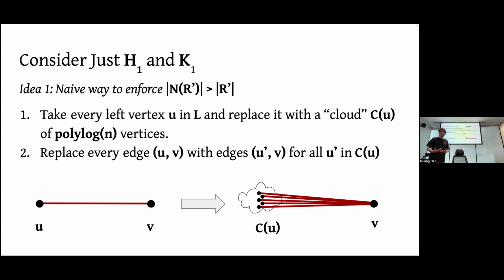There's one naive way that we can enforce that at least any small subset R' of the right vertices will have a larger neighborhood than what we started with. And for this, we just take every left vertex and duplicate it a polylog number of times to form a cloud associated with that vertex. And then now for every edge in the original graph, we're just going to have a set of edges which connect to each vertex in the cloud. You can see on the diagram here, if we have an edge between U and V, now we turn U into a cloud. In this case, I've taken polylog to be 5, but in practice, it should be a little bit larger than 5 at the very least. And we just have V connecting to each of those cloud vertices.